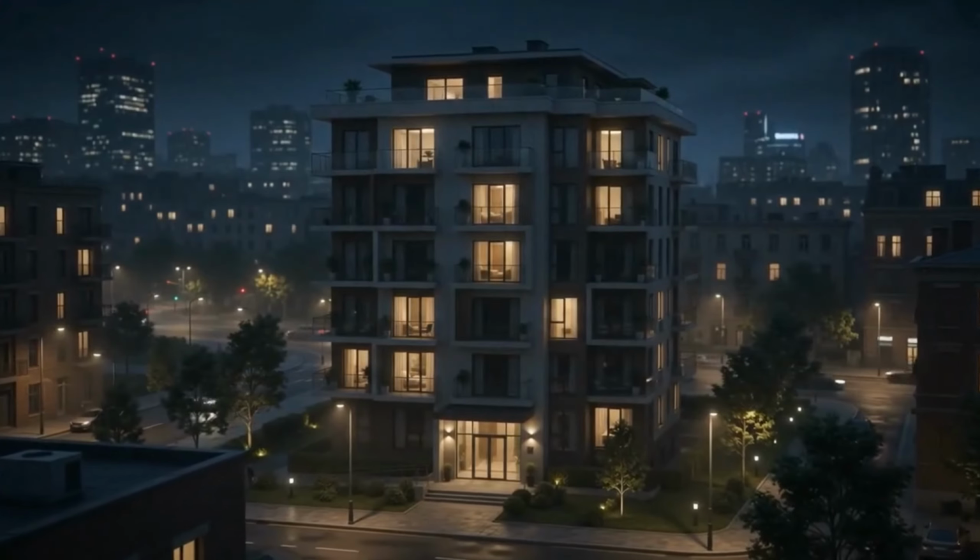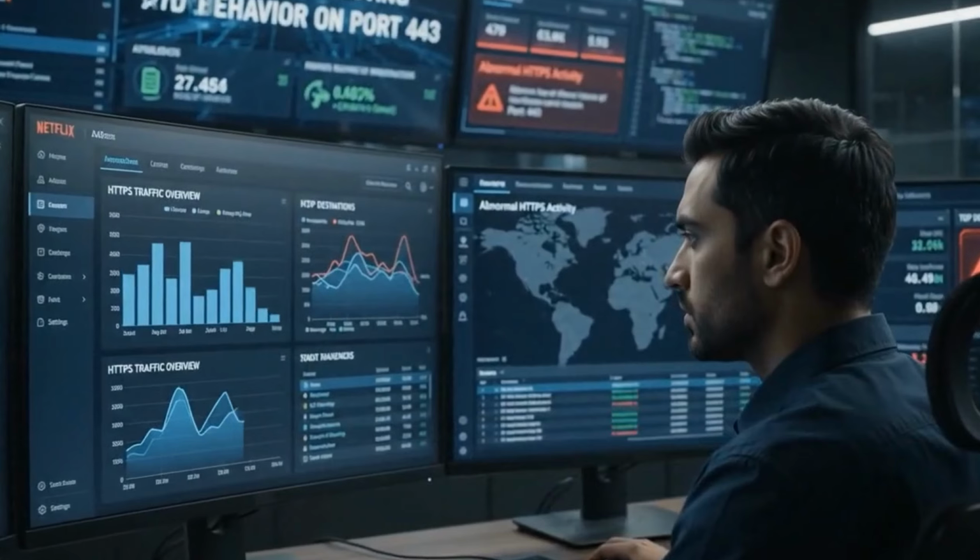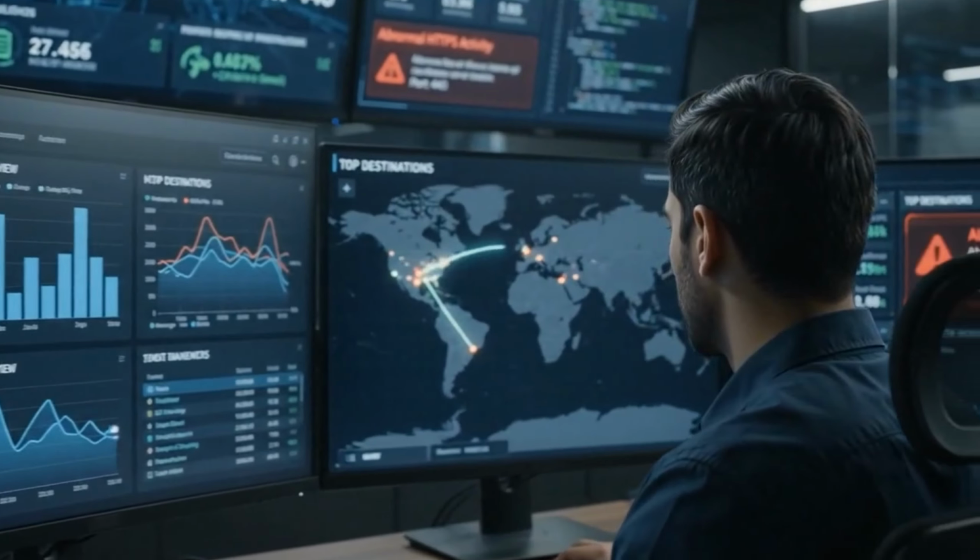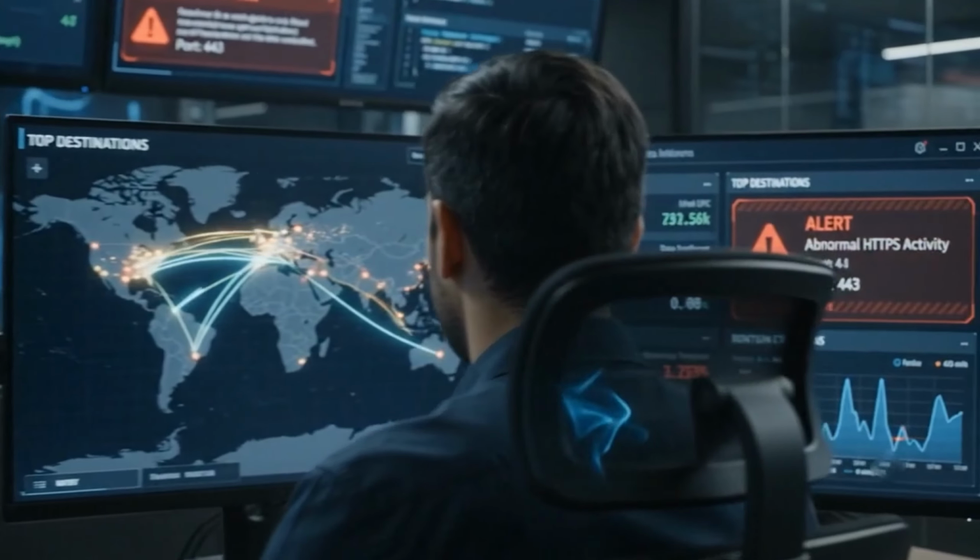Here is something important. Attackers rarely use strange ports anymore. They use your normal ones, HTTPS, DNS, HTTP, because nobody wants to block them. So your job isn't finding a strange port, it's finding strange behavior on a normal port.